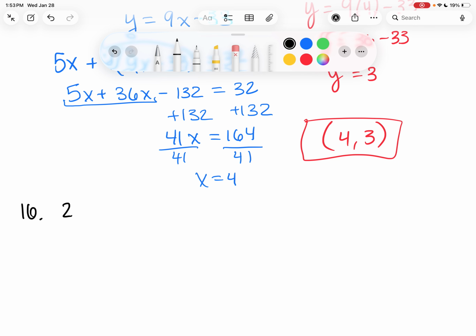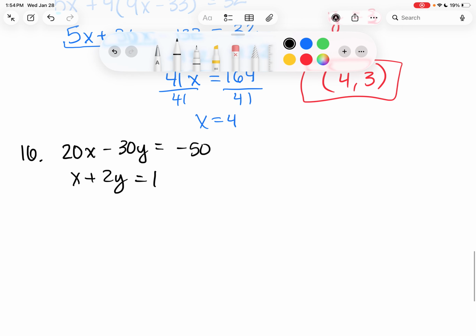So, anyways, 20x minus 30y equals negative 50, and x plus 2y equals 1. So take a minute and do this one. Remember, follow your steps and work down and see if you can get all the way to the final answer. I don't want to say there's no reason to get it wrong, but if you're going to get it wrong, you should at least know you got it wrong because you can check your answer and see if you got it right or not. Okay? So work on that for a couple minutes, however long it takes.